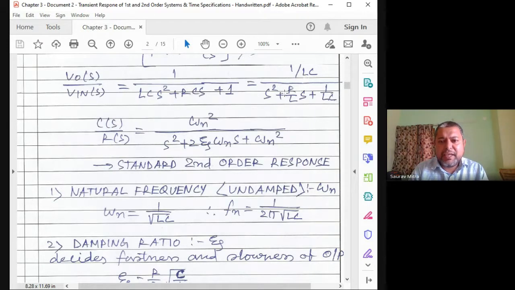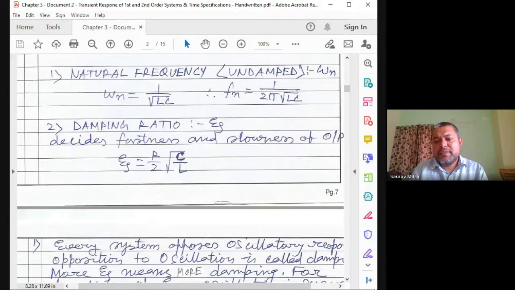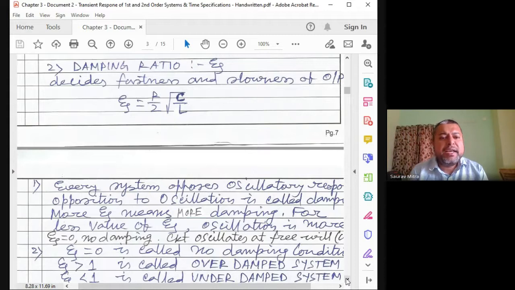To find zeta, you compare R by L with 2 zeta omega n, and omega n you know from the previous formula, that is omega n is equal to 1 by root LC. So 2 zeta divided by root LC is equal to R by L. From there find zeta in terms of R, L and C, and there's a golden formula you have to remember. Zeta is equal to R by 2 root under of C by L. C is in farad, L is in henry, and zeta does not have any unit. That is the first thing you have to remember. Zeta is unitless, it's just a ratio of the resistor by 2 root under of capacitor divided by inductor.